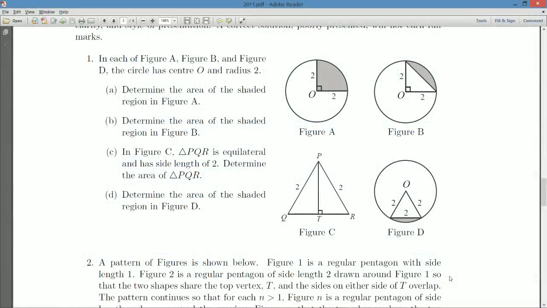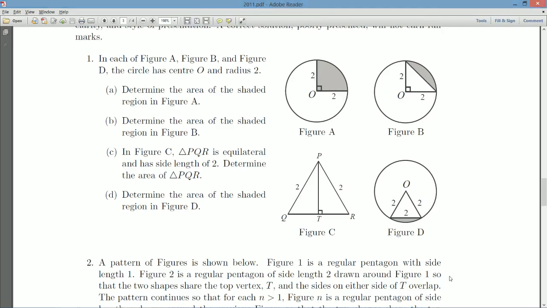So now we're on to part C of the question. In figure C, we have a triangle PQR. It's equilateral and it has a side length of 2. We only need to specify one side length because equilateral triangles have the same side lengths for each side. They also have the same interior angle at each point. It's going to be 60. So determine the area of triangle PQR.